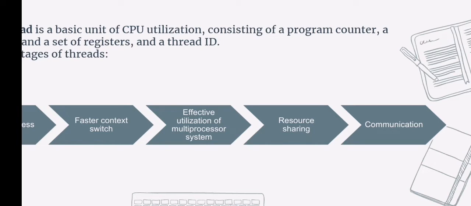Resource sharing is also an advantage of threads because all threads within a process can share resources such as code, data, and files. It should be noted that stacks and registers cannot be shared between threads. Each thread has its own registers and stack. Lastly, we have communication. Because the threads share a common address space, communication between them is simplified. We must use specific communication techniques to communicate between two processes.